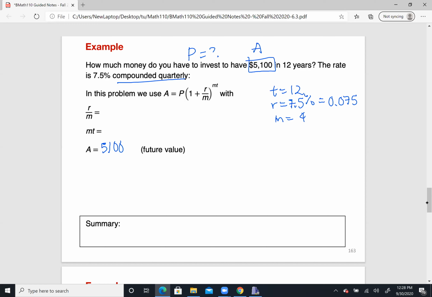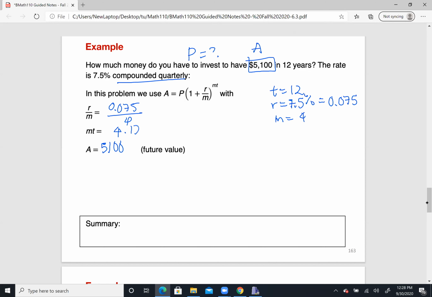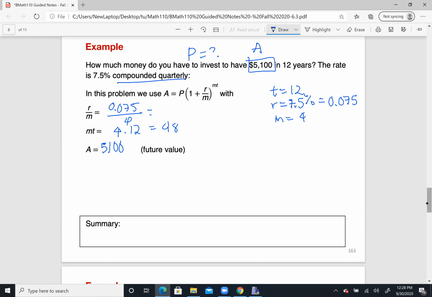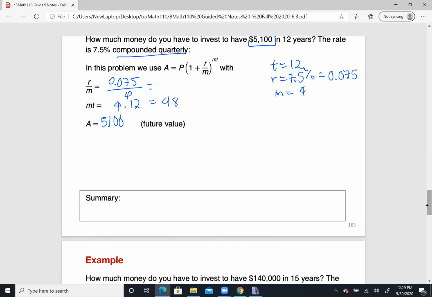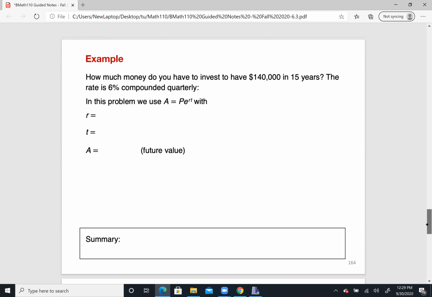So 4 times compounded. So then you apply everything in here, you're gonna get 0.075 divided by 4 for the r over m, and m times t is gonna be 4 times 12, which is gonna be 48 in here. For that one, you're gonna use a calculator to compute it. But anyway, I'm gonna skip this problem and let you guys do it by yourselves, because this is gonna be similar to the previous example. So let's move down here.